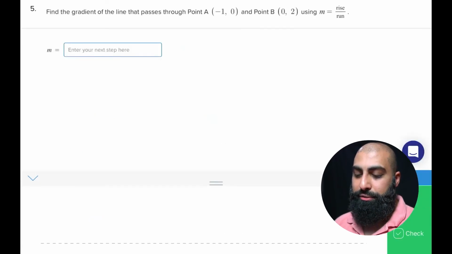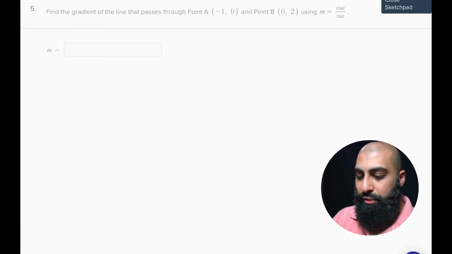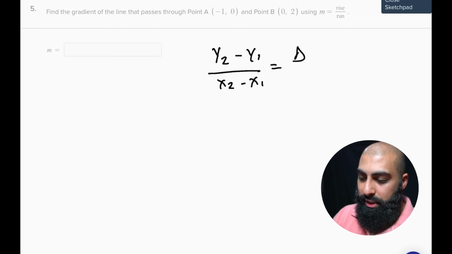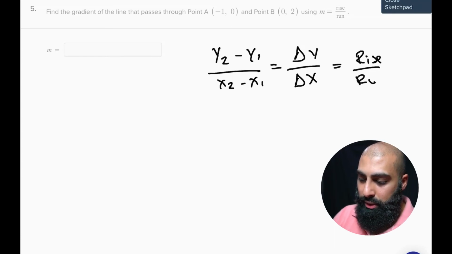Question 5 says, find the gradient of the line that passes through the point A, which is -1, 0, and point B, which is 0, 2, using m is equal to rise over run. We're quite familiar with this now. So for rise over run, we're going to do y2 minus y1 over x2 minus x1, which is the difference in the y value over the difference in the x value, which is the rise over run.